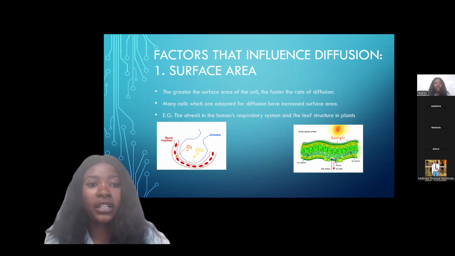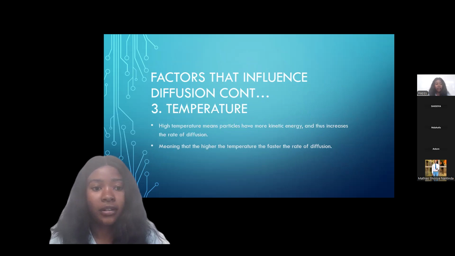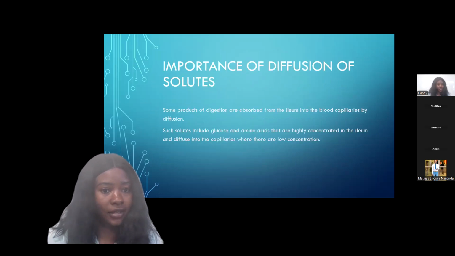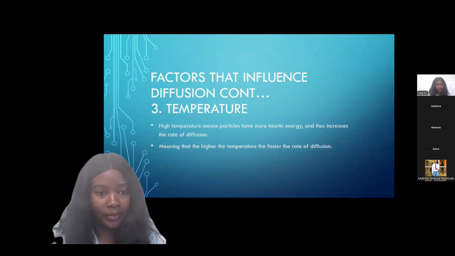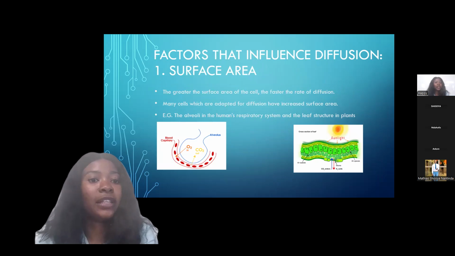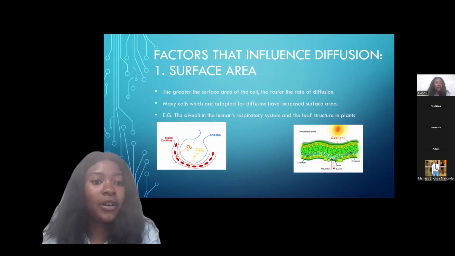So when we are talking about the factors that influence diffusion, like I mentioned, what is happening? All right, sorry for that. So now when we are talking about the factors, we are concentrating at surface area. So is there anyone that can tell us what it means by the term surface area?